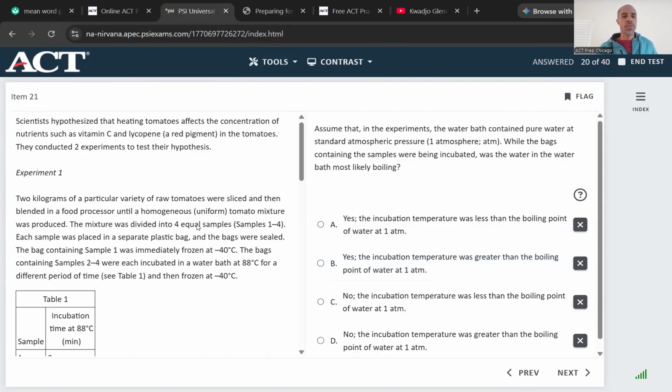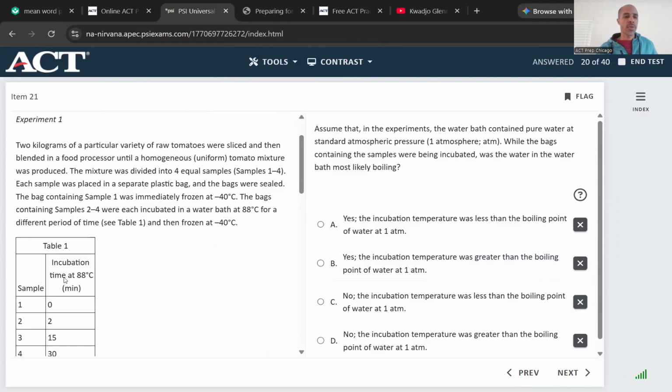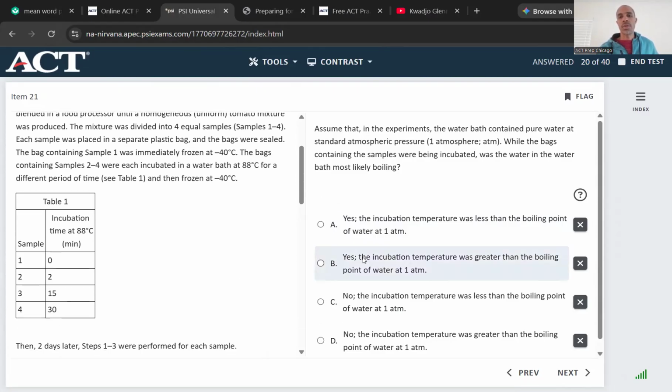And no incubation temperature ever. The incubation temperature was 88 degrees. It did not cross 100 degrees. So it was not boiling because the incubation temperature was less than the boiling point of water.